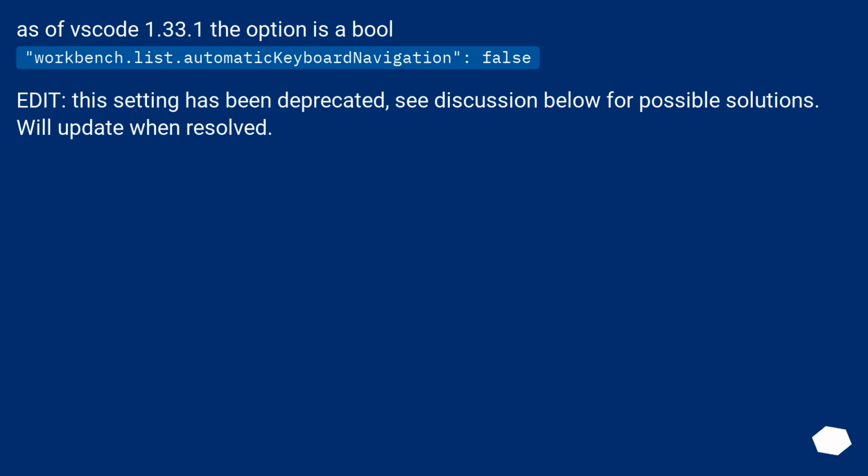As of Code 1.33.1 the option is a bool, workbench.list.automaticKeyboardNavigation: false. Edit: this setting has been deprecated, see discussion below for possible solutions. Will update when resolved.